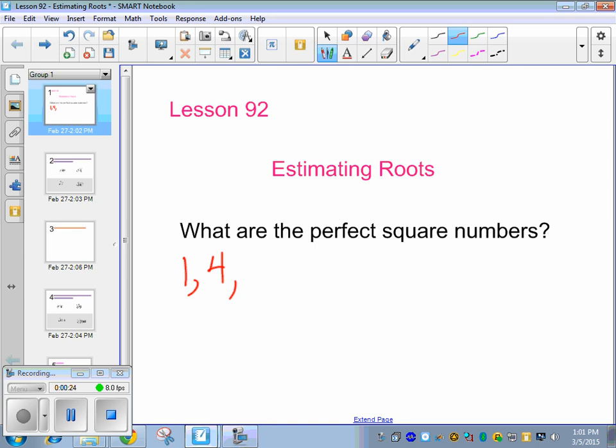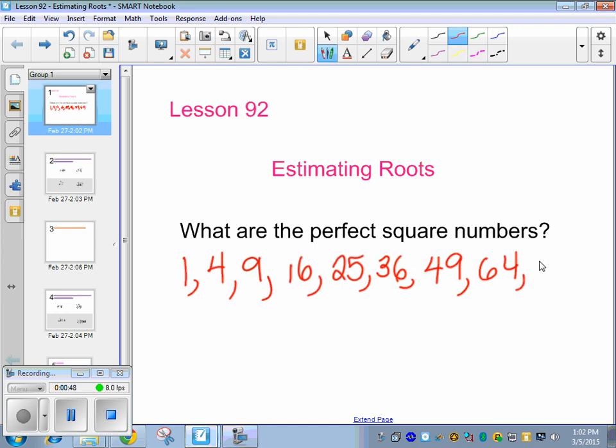So the next one would be 3 times 3, which is 9. So 9 would be the next perfect square number, because we can take the square root of 9 and it's 3. And then we've got 4 times 4, which is 16. And then we've got 25, and then 36. And then 49. Good. And then we've got 64. And then 81 would be 9 times 9, okay.